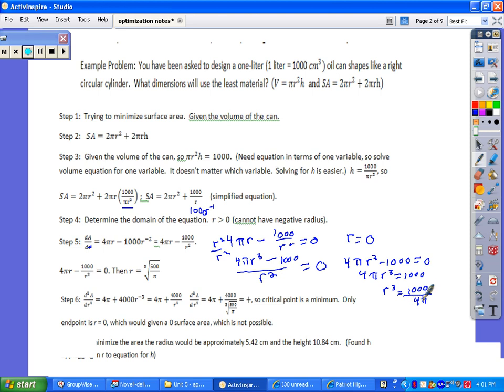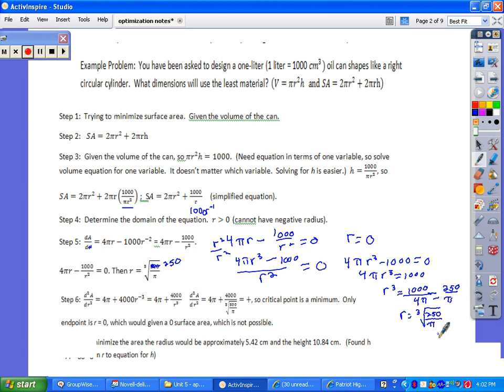And then 1,000 divided by 4, if we do that, is how we got, should be actually 250. So we have r cubed is equal to 250 over pi. And so r is equal to the cube root of 250 over pi. Okay. So here this should actually be 250 and not 500. Okay. Then the sixth step is we need to figure out if it's a max or min.